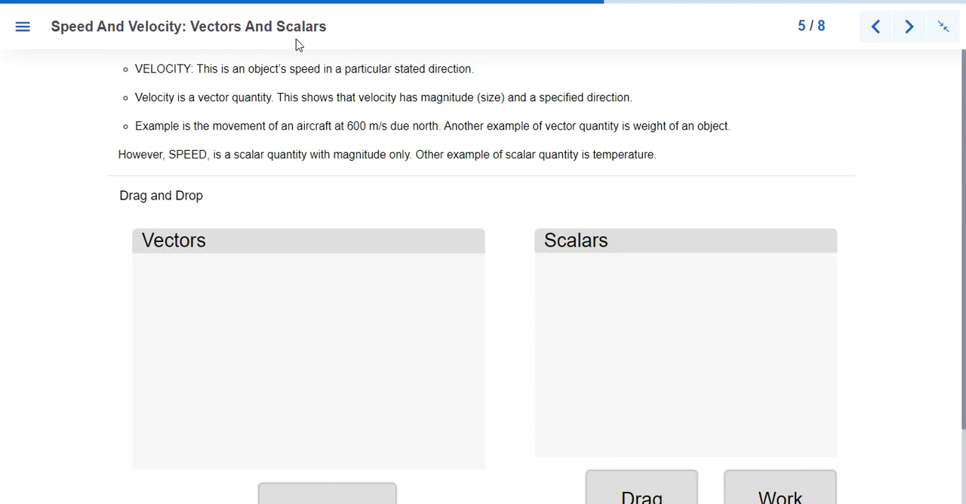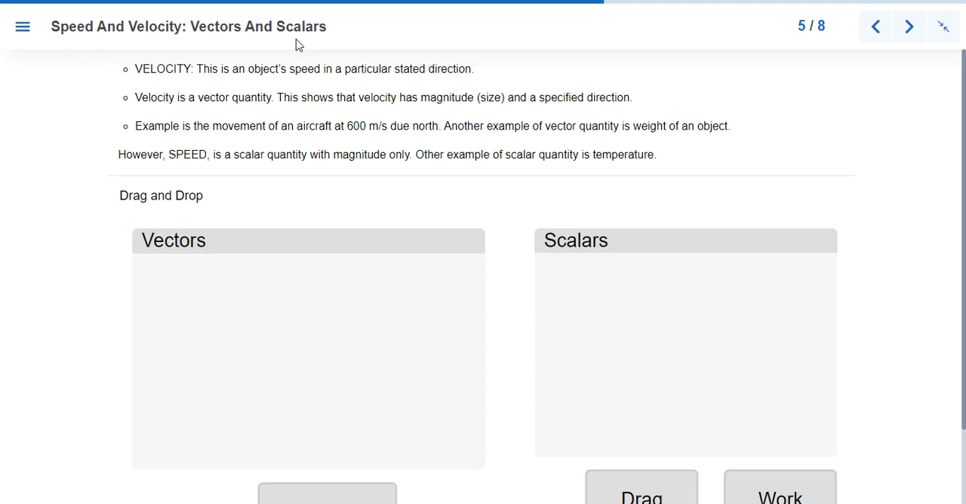So let's go for speed and velocity, vectors and scalars. Velocity is an object's speed in a particular stated direction. Velocity is a vector quantity. This shows that velocity has magnitude or size and a specified direction. An example is the movement of an aircraft at 600 meters per second due north. Another example of a vector quantity is the weight of an object. However, speed is a scalar quantity with magnitude only. Another example of a scalar quantity is temperature.